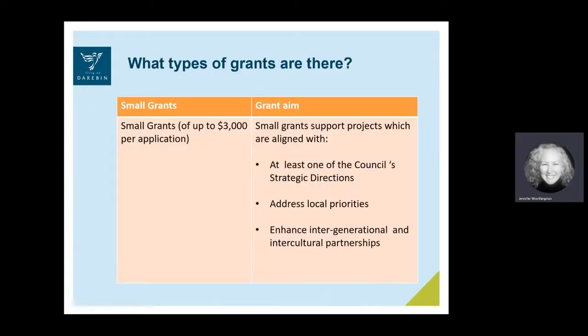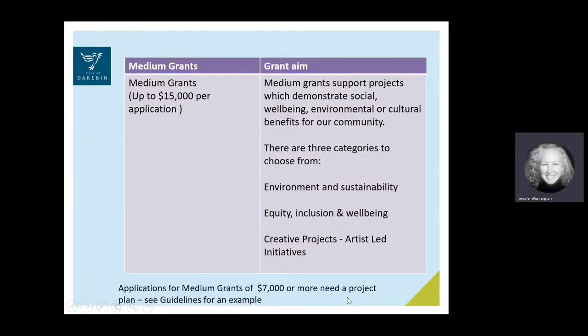So what types of grants are there? We have our small grants up to $3,000 per application, and small grants that support projects that are aligned with at least one of Council's strategic directions, something that addresses local priorities, and also anything that enhances intergenerational or intercultural partnerships. Our medium grants are up to $15,000 per application, and in general there are 3 main categories to choose from.